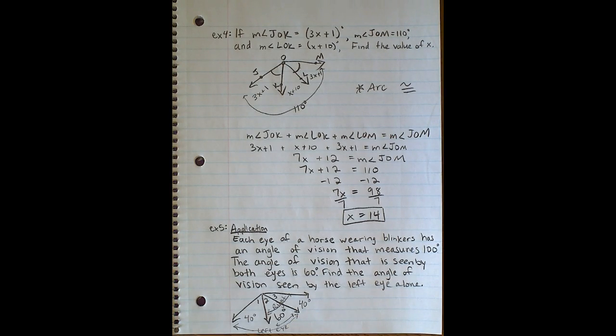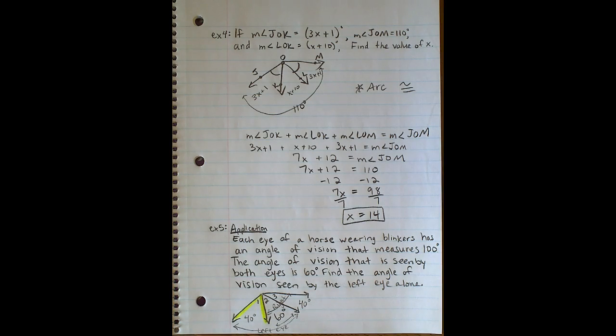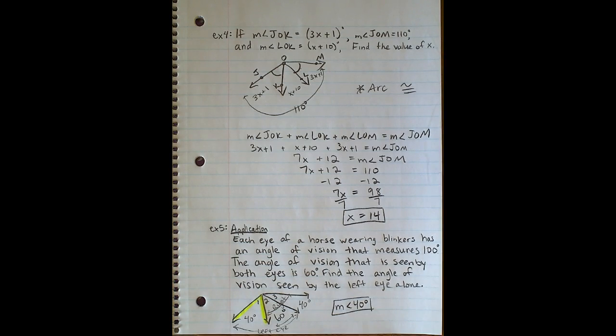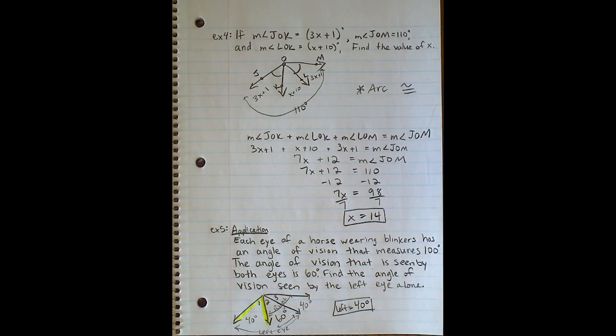So if the question is, find the angle of vision seen by the left eye alone. That means pretty much angle 1, because we don't want the overlap of the right angle. So that section would be a total of 40 degrees. Since it doesn't have a name, we could just say left equals 40 degrees. Or you could say measure of angle 1 equals 40 degrees, since we named it angle 1.